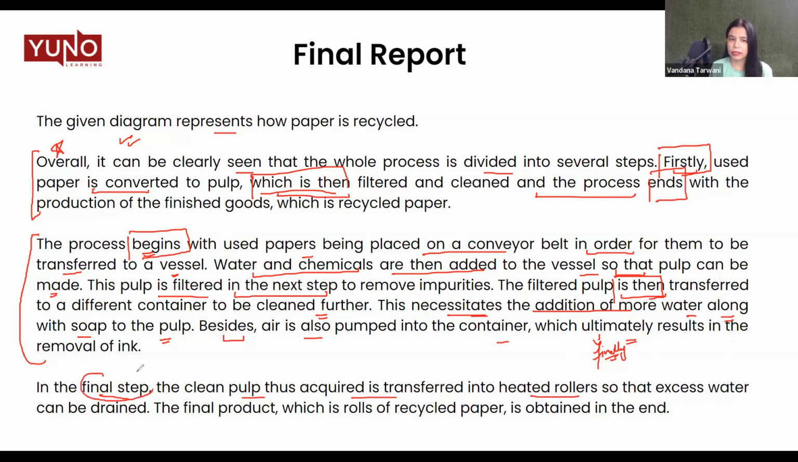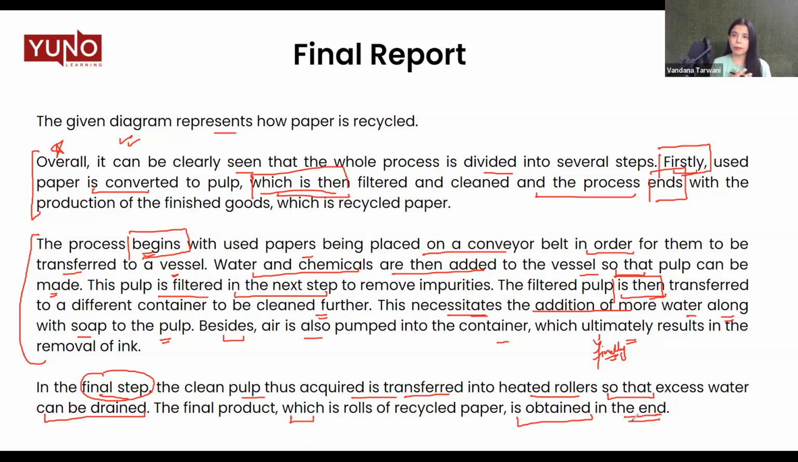Now, this is the final step, pretty much clear for the examiner to understand that the clean pulp thus acquired is transferred into heated rollers so that excess water can be drained. I am underlining all the linkers that we have used here and all the passive voice verbs that we have used here, so that excess water can be drained. Again, passive voice. The final product, which is rolls of recycled paper. The linker here is which. The final product, which is rolls of recycled paper, is obtained in the end.